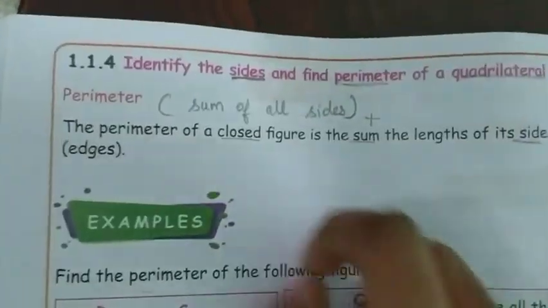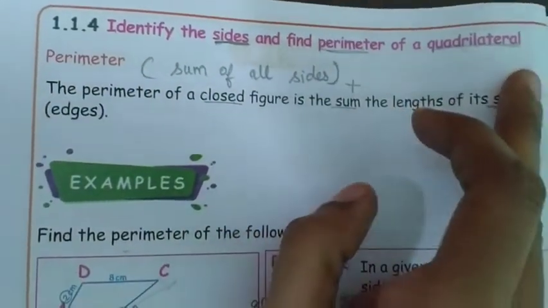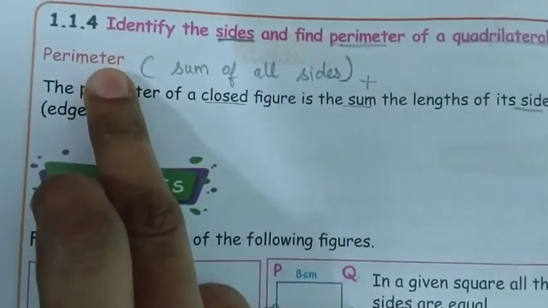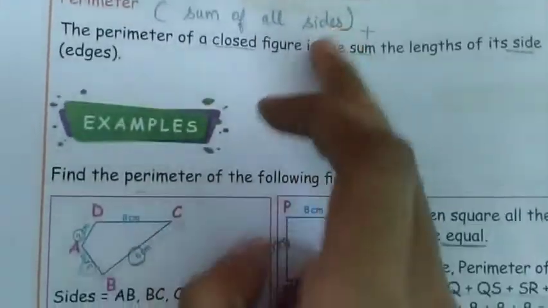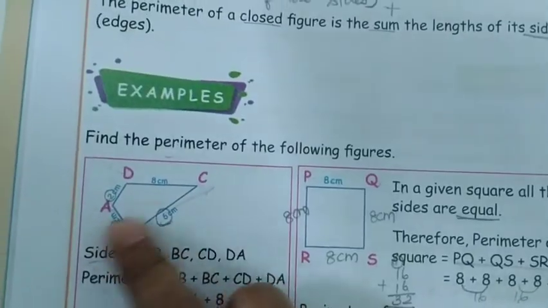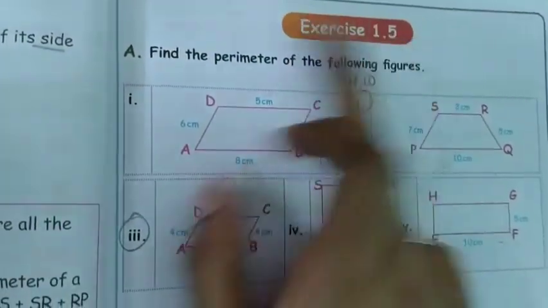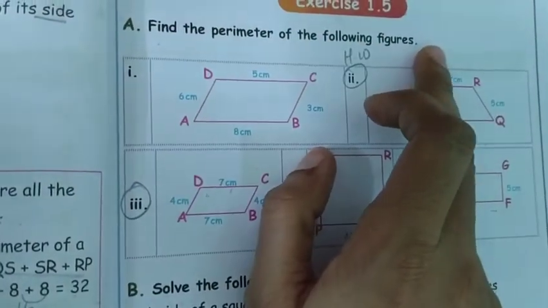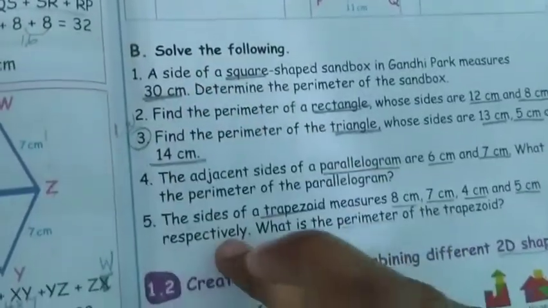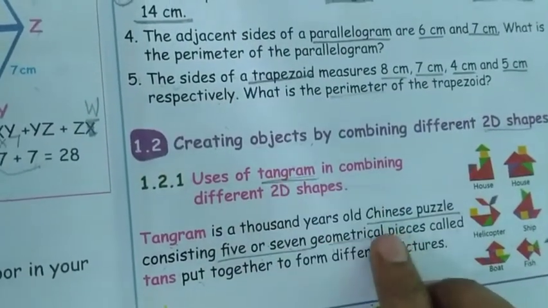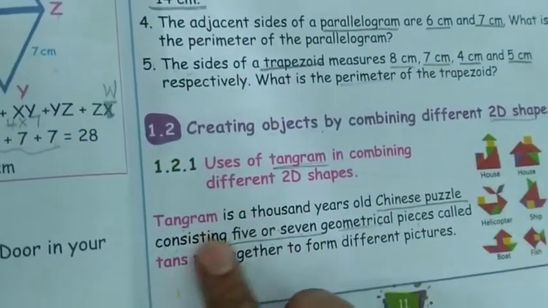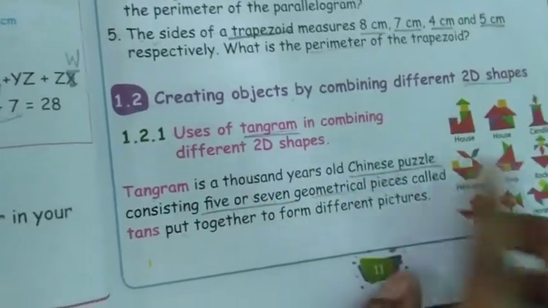And then how to find the perimeter of a quadrilateral. What is meant by perimeter? Sum of all sides. That means we want to add all the sides of the quadrilateral. Under exercise 1.5, find the perimeter of the following figures, and there are 5 word problems. And then tangram. Tangram is an old Chinese puzzle. It consists of 5 or 7 geometrical pieces.